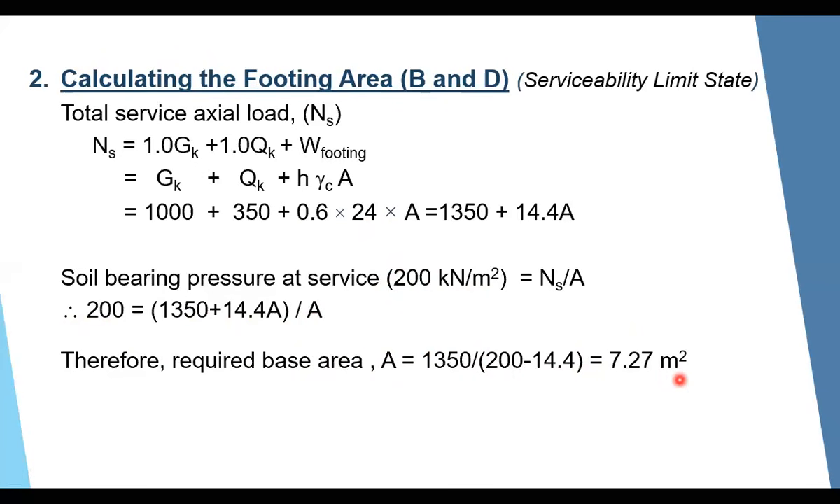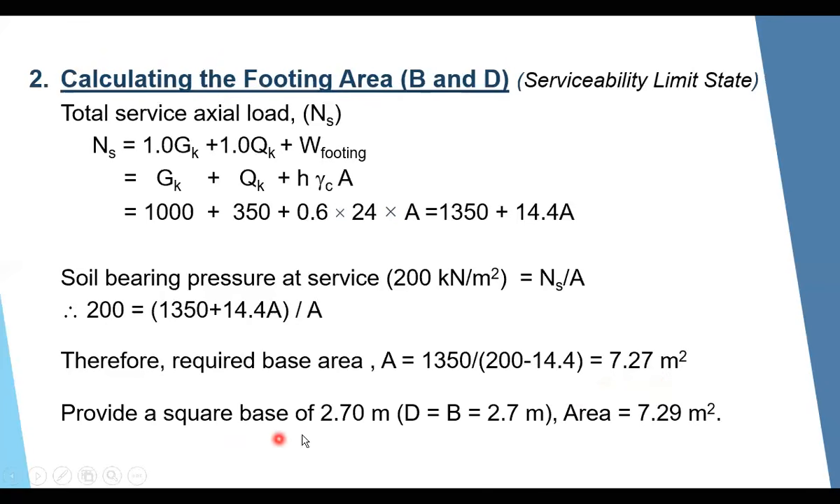This area of the footing, we can use a square footing, we can use a rectangular footing based on the column. If we have a square column, we are going to use a square footing. So we can get directly the square root of this value. To get the square root, it will give you 2.6 something. So in this case, we use 2.7 meter times 2.7. So D capital equals B capital equals 2.7. And the provided area is 7.29 meter square, which is slightly greater than this value.